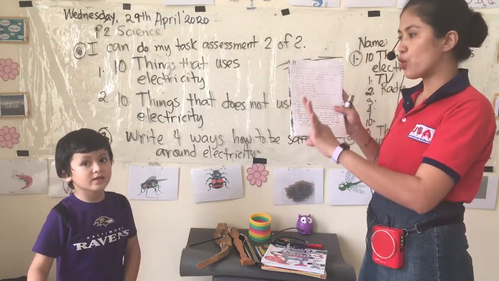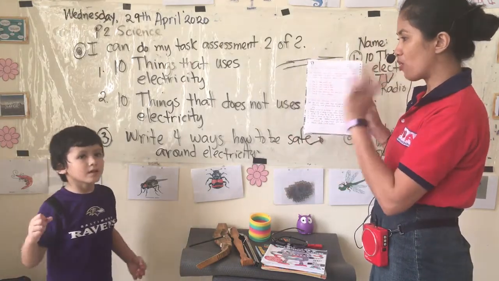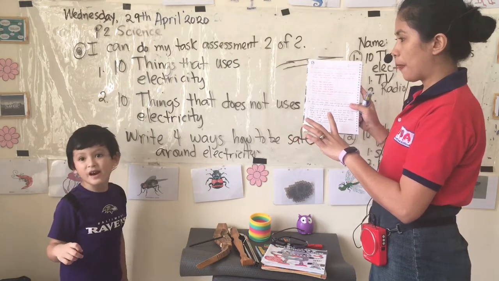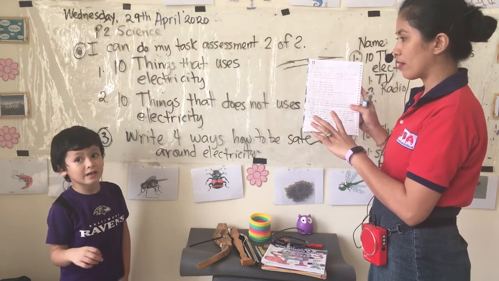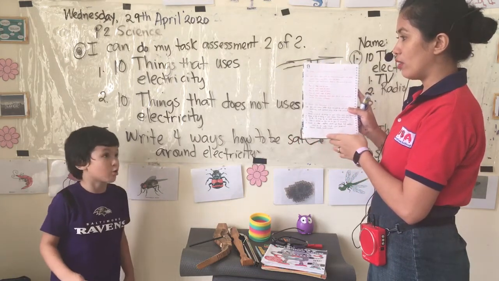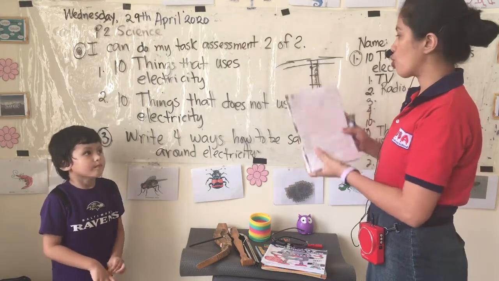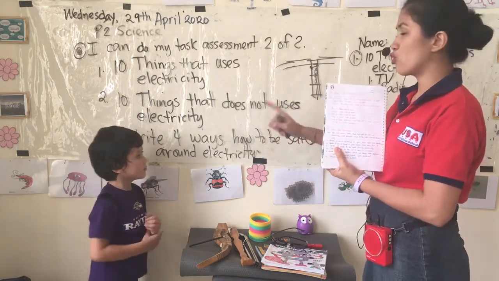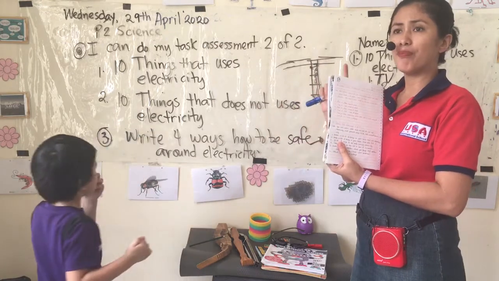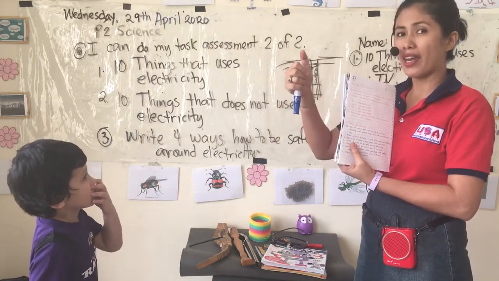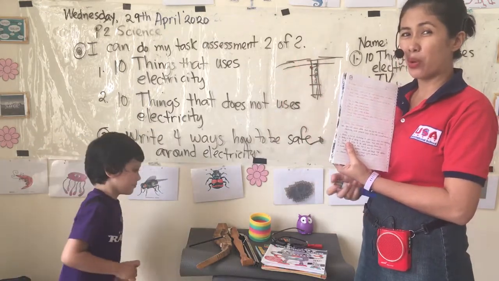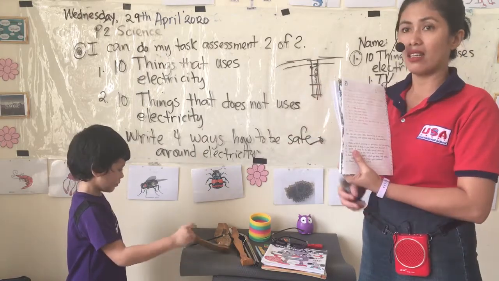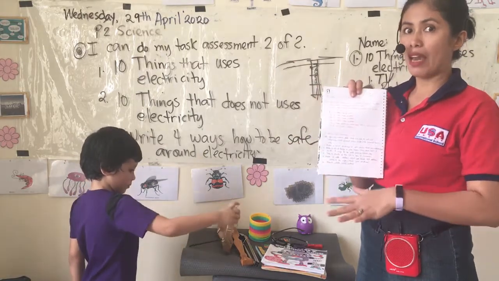radio, computer. What else? Can you give me an example, David? You put fire in electricity, it will be broken. Yeah, so that's a way to be safe. So do not light a wire in electricity or it will be broken. Those are things that you have to be careful with.